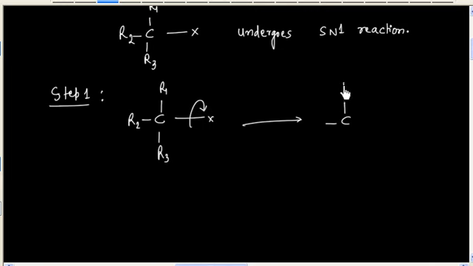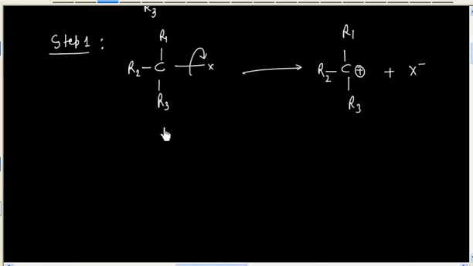So it loses the leaving group and forms carbocation. So we have alkyl halide and this forms carbocation after losing a leaving group.